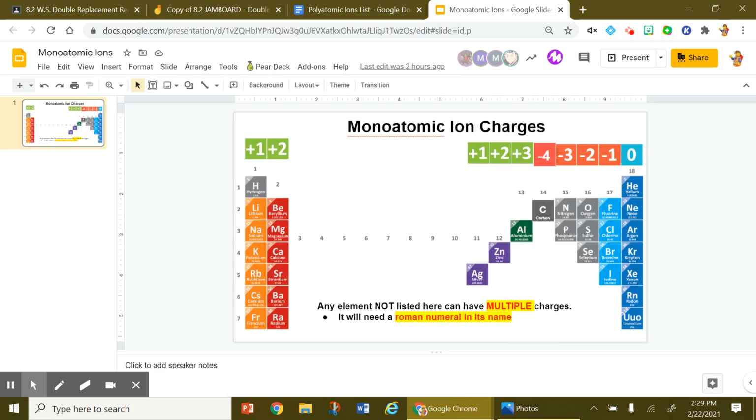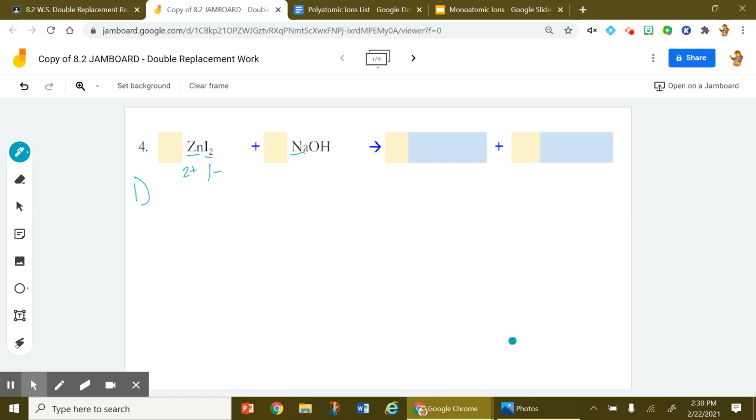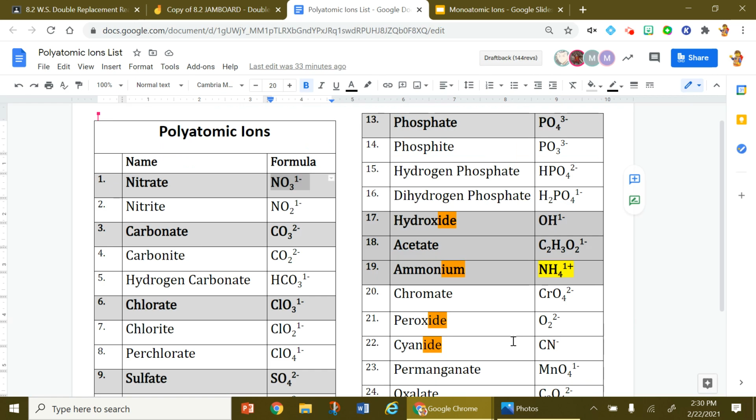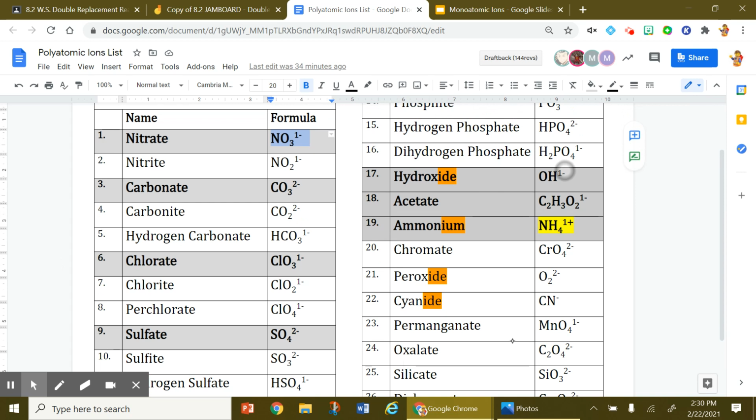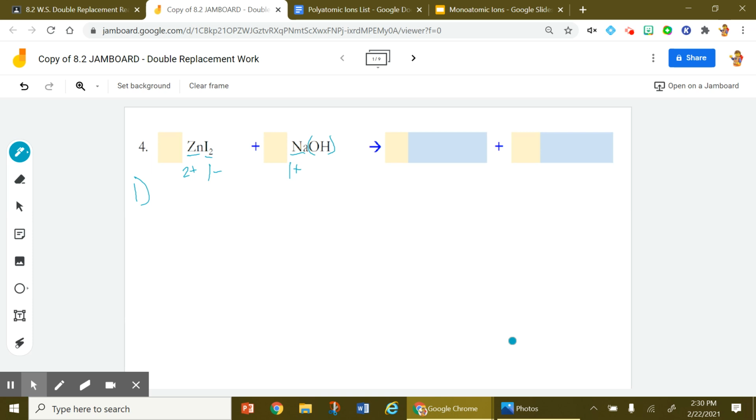Next, let's take a look at sodium. What's the charge of a sodium ion? Sodium, Na, is 1+. Then we got this OH. This is a polyatomic ion. It is hydroxide. So let's go look for the OH on this polyatomic ion sheet. Here it is. It has a 1- charge. So hydroxide has a 1- charge. Okay, good. So now we've identified the charges of all of the ions present in this double replacement reaction. That is the first step.